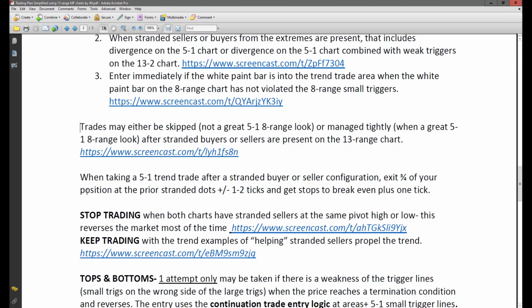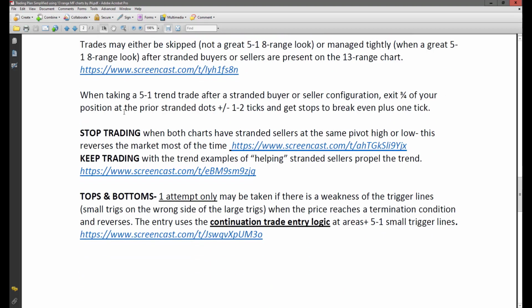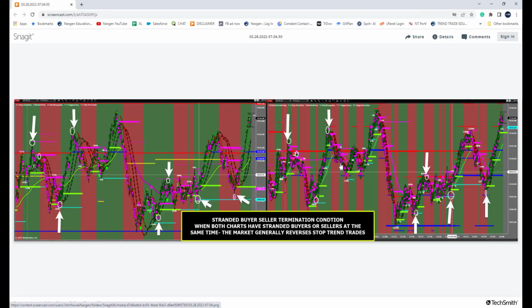Now, and again, this is a little bit more, if you use 2 market flow charts. I did a lot of study, and this is probably too busy for everybody, but if the 8 range and the 13 range have stranded buyers at the same time, the market usually goes down. If it has stranded sellers at the same time, the market usually goes up, especially when there's divergence on those pivots. So anyway, it's just a pattern that I recognized, and that's why I use caution when there's stranded buyers or sellers in front of a trade.